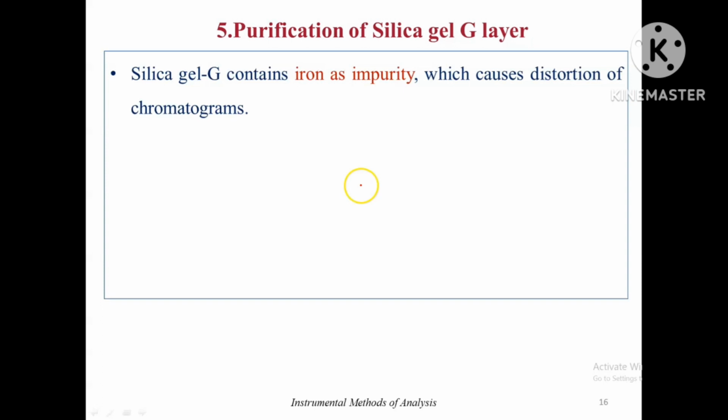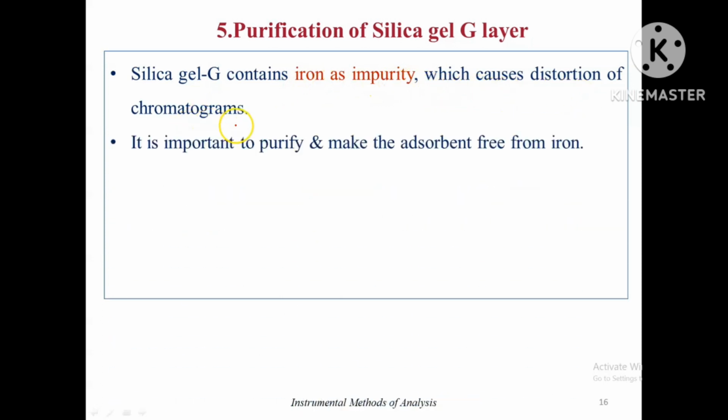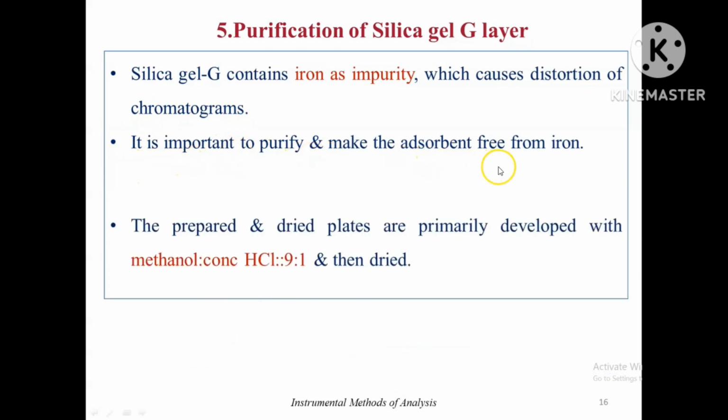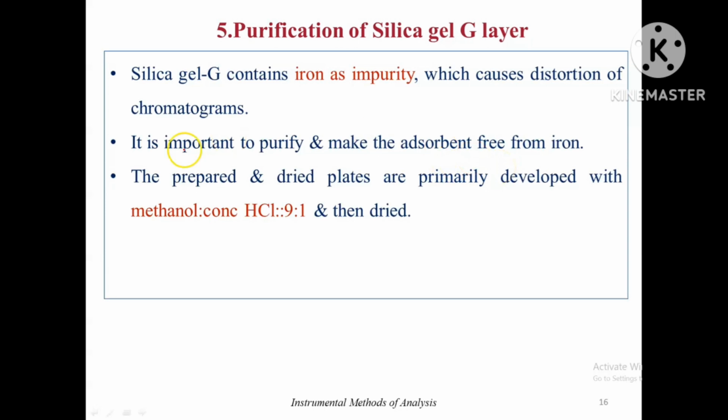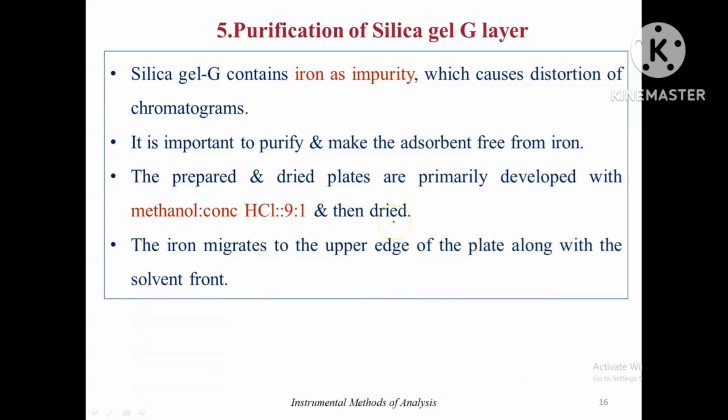And then they should be subjected to purification. It is because silica gel G contains iron as an impurity, which causes distortion in the chromatogram. So it is important to purify and make the adsorbent free from the iron impurity. To do so, the prepared and dried TLC plates are primarily developed with a mobile phase containing methanol and concentrated hydrochloric acid in 9:1 ratio. Then they will be subjected to drying.